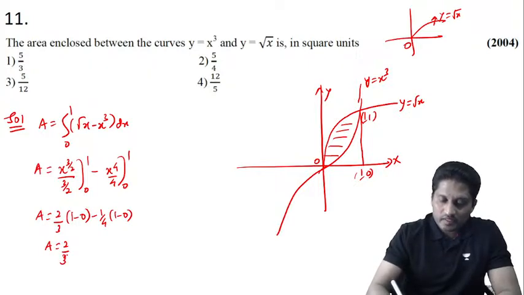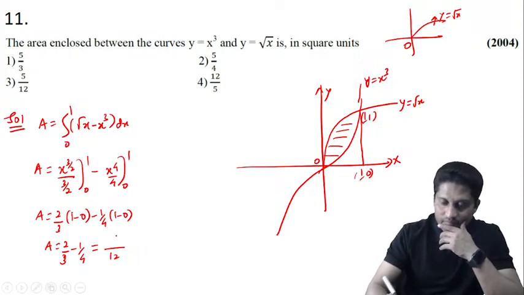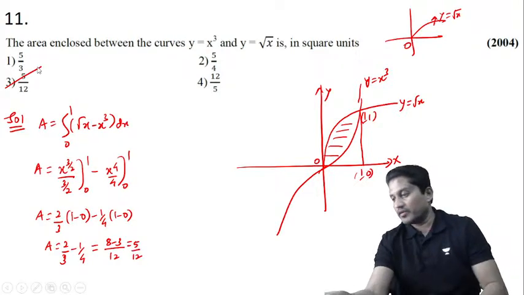This is 2 by 3 minus 1 by 4. LCM is 12, right? So you get this as 8 minus 3, which is equal to 5 by 12. Area is 5 by 12 square units.